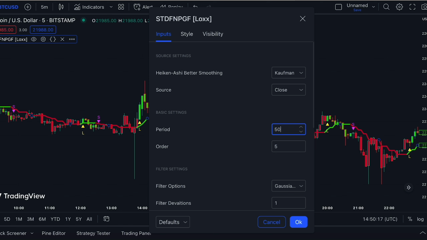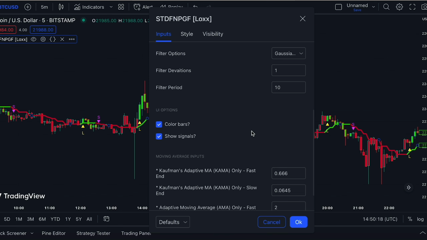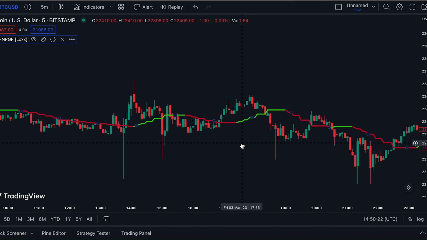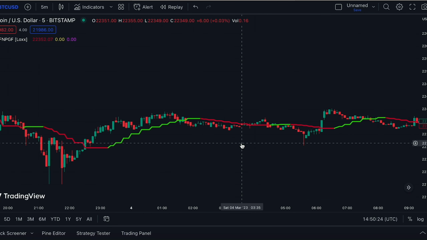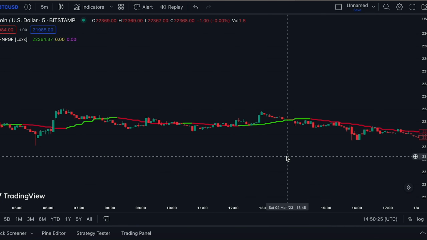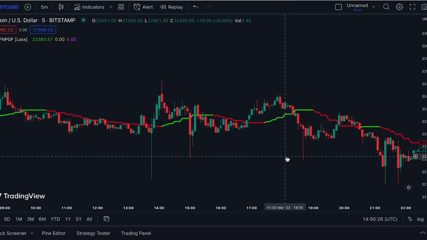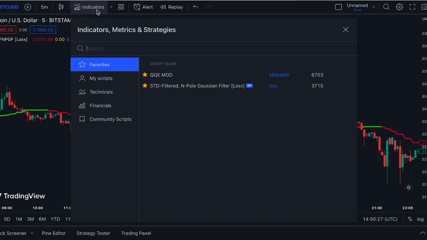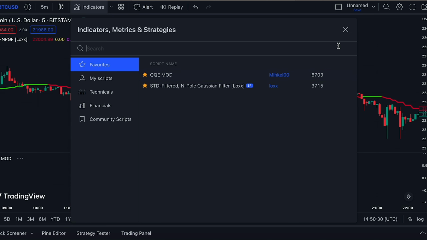Although the computations the indicator performs are extremely complex, its fundamental design is a Gaussian filter with standard deviation filtering that operates for poles higher than the typical 4 poles. To demonstrate a straightforward approach that can be used with the indicator, let's now add another indicator to the chart. The QQE Mod indicator should be found. Choose the Mihkel indicator and add it to the display.